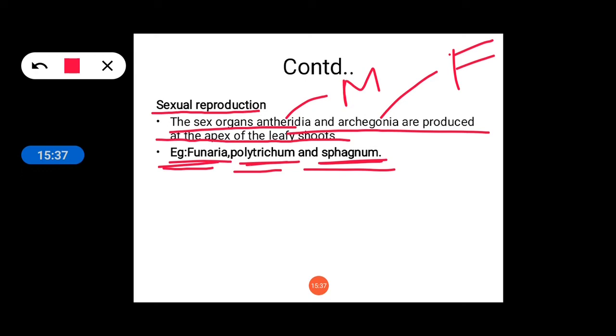So students, this is all about bryophytes. In the next video, we'll study pteridophytes.